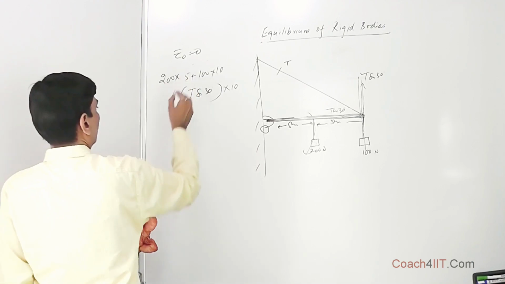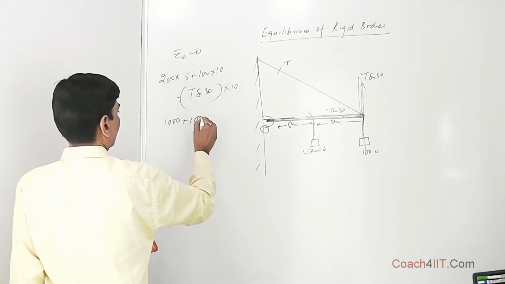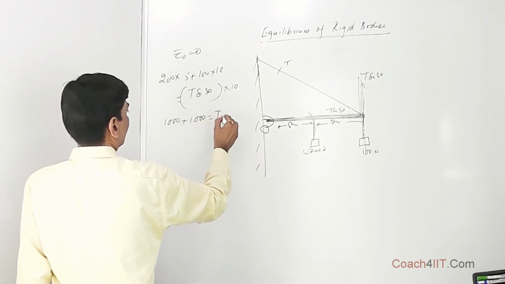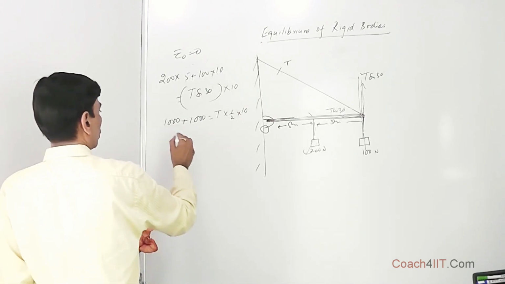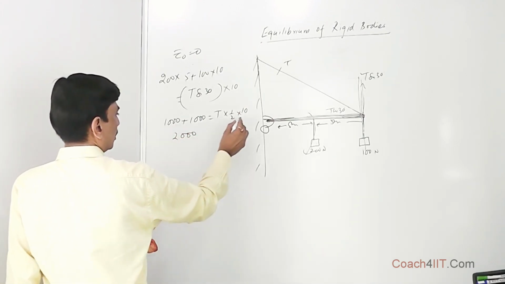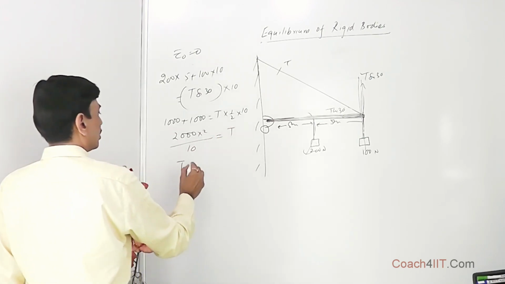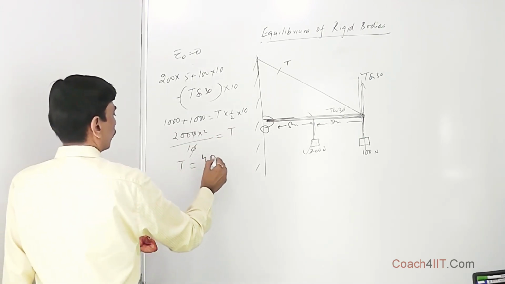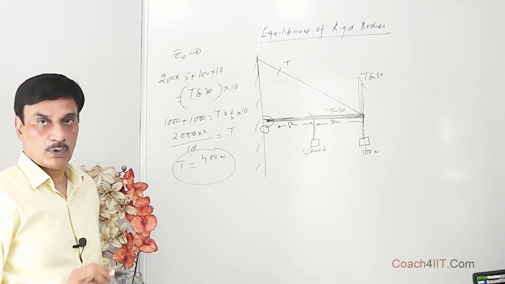So this comes out 200 into 5, that is 1000, plus 100 into 10, that is once again 1000, is equal to T sin 30, that is T into 1 by 2 into 10. So this comes out to be 2000 into 2 upon 10 is equal to T. So T comes out to be 400 Newton. So tension in the string is going to be 400 Newton.